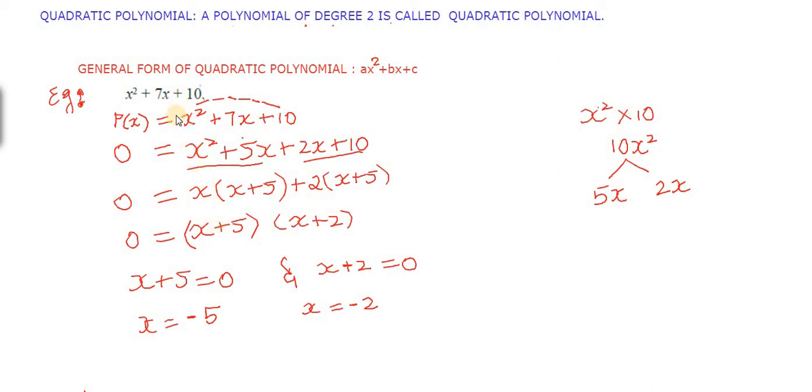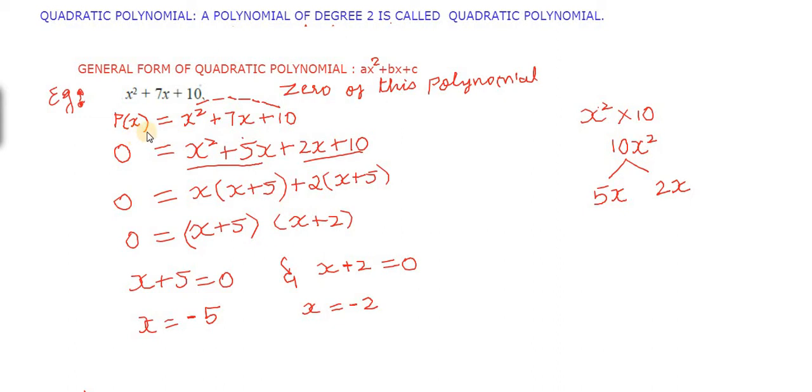So here we have x square plus 7x plus 10. This is the quadratic polynomial. For this, we need to find the zeros of the polynomial. So how to find? Already we know how to find the zeros of a polynomial for linear polynomials. Now we'll study how to find the zeros for the quadratic polynomial.